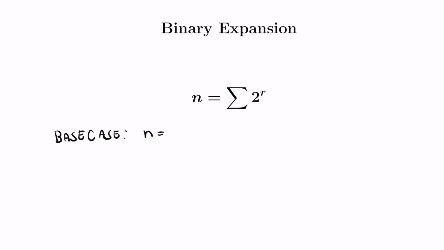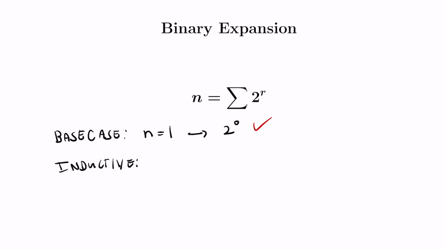Okay, for our base case, we have n equals 1. In that case, we can write n as the power 2 to the 0, and so we're good to go. Now what about our inductive step? Well, we'll assume that every single positive integer less than our given positive integer n has a binary expansion, meaning it can be written as a sum of powers of 2 where all the powers of 2 are distinct.